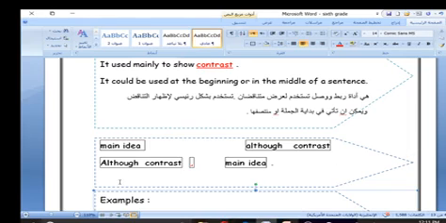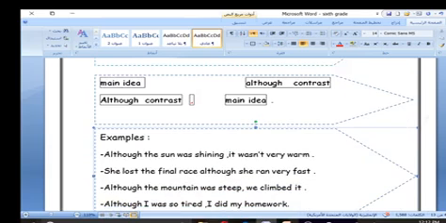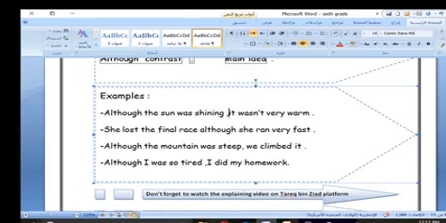So look here, we have a long sentence that includes two clauses, okay? One of them shows the main idea and the other shows the contrast, okay? Look here, we have although in the middle of the sentence, so we don't have a comma. And here we have although at the beginning, so we put a comma after the clause that shows the contrast, okay? So now let's read some examples and explain them, okay?